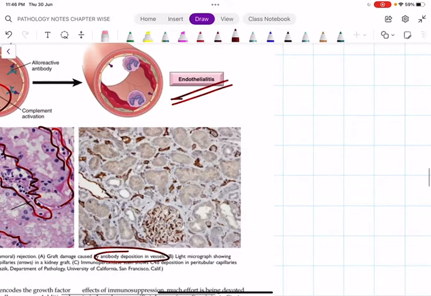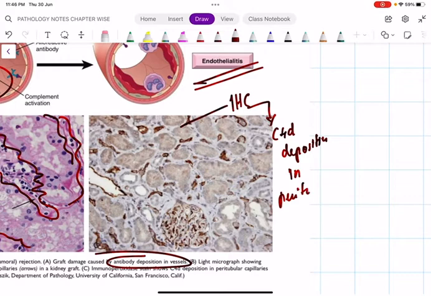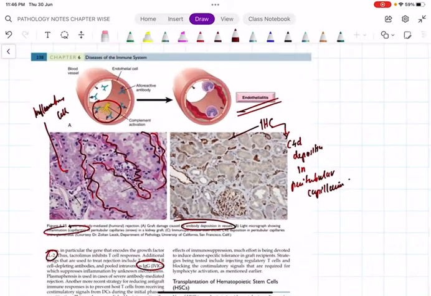What is this? I told you in antibody mediated graft rejection there will be complement deposits. This is an immunohistochemistry, IHC, which shows complement C4d deposits in peritubular capillaries. Okay, I hope that is clear.